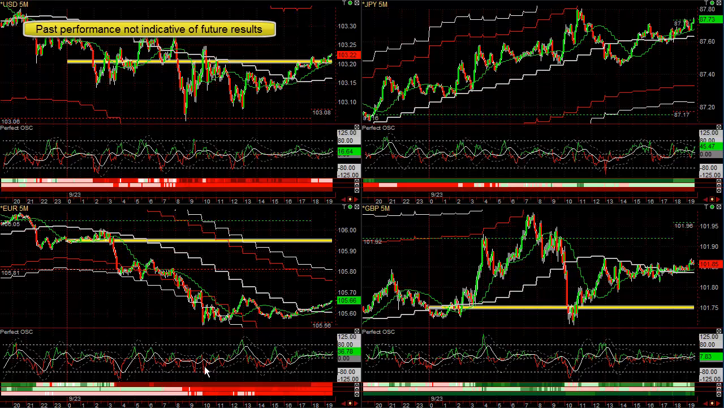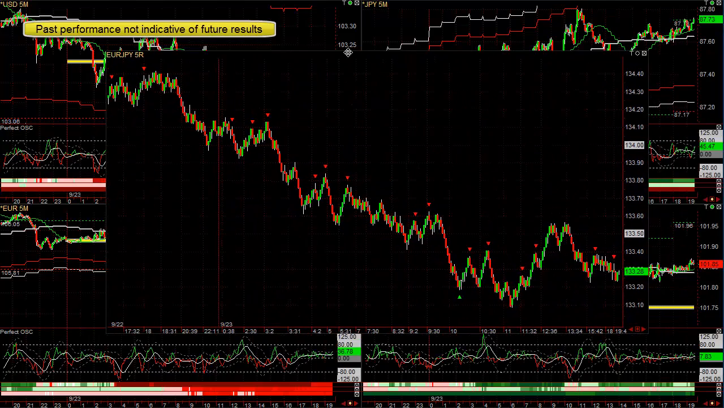So we have a weak euro, strong yen, and basically you want to use our FX trade signals and focus on sells. So we got a sell here, put your stop a pip or two above that entry bar's high, so you're risking 5 to 8 pips on every trade. You can see that one worked.